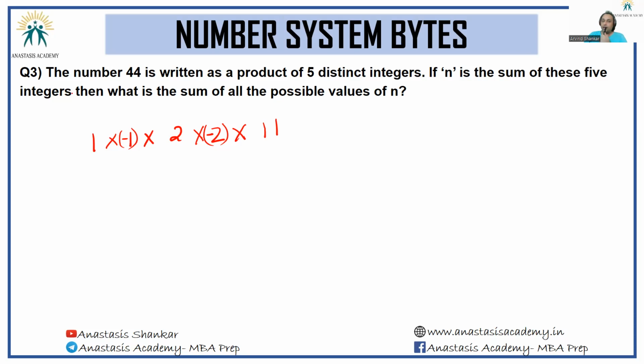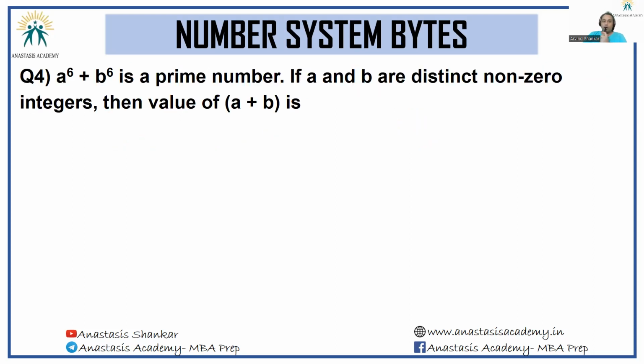Can I make any more cases? None whatsoever. So what is the sum of all possible values of n? 1 and -1 cancel, 2 and -2 cancel. We're only left with sum of 11. And this is not the sum of all possible values of n. This is the only possible value of n. This is the only possible value. This is the only case in which you will get 5 distinct integers that multiply to give us 44. Okay, next question.